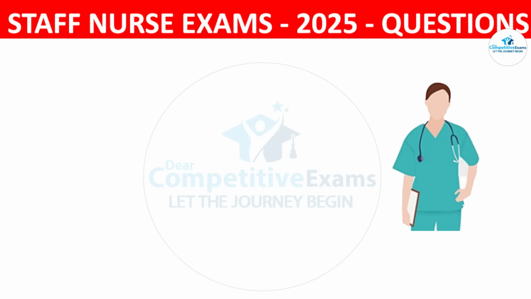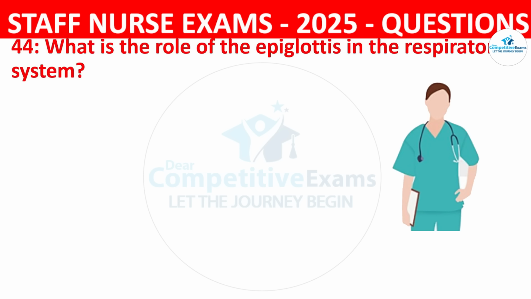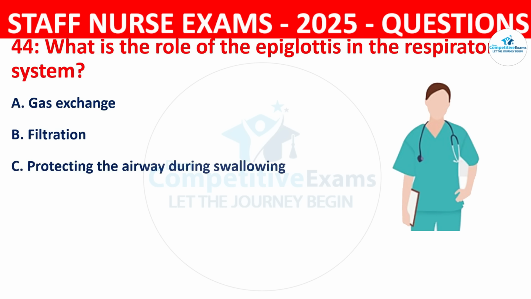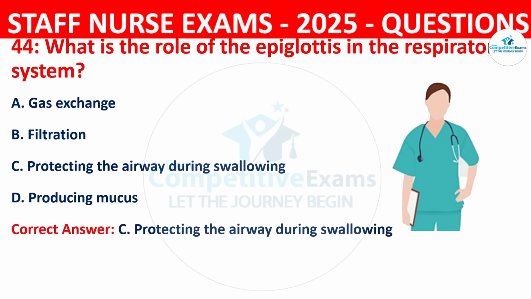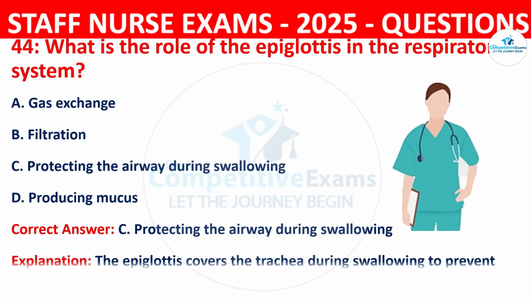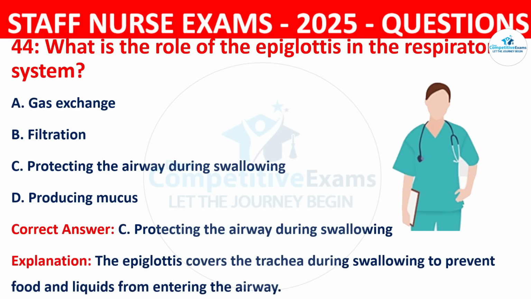Question number 44. What is the role of the epiglottis in the respiratory system? The options are gas exchange, filtration, protecting the airway during swallowing, or producing mucus. The correct answer is C, that is protecting the airway during swallowing. The epiglottis covers the trachea during swallowing to prevent food and liquids from entering the airway.